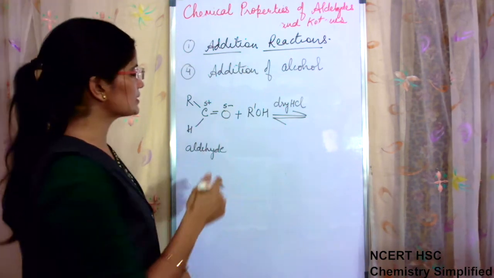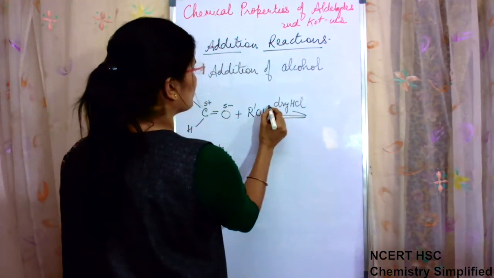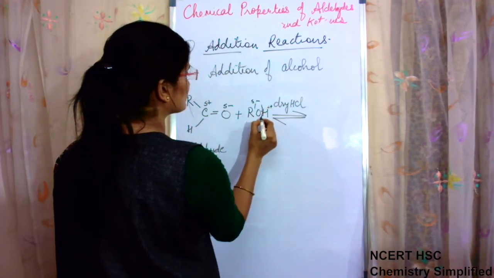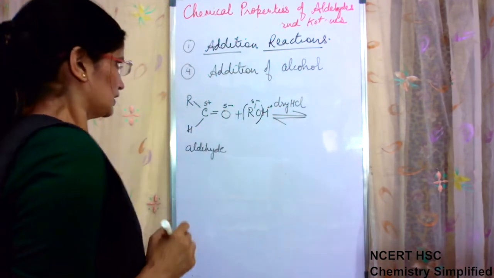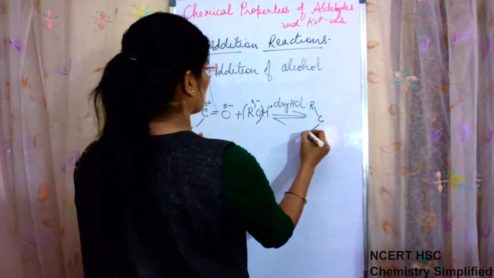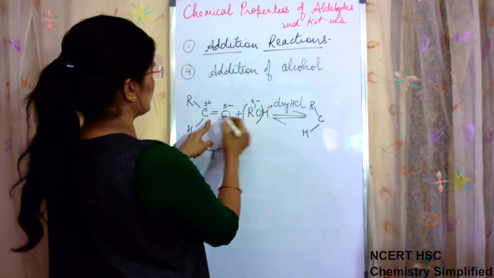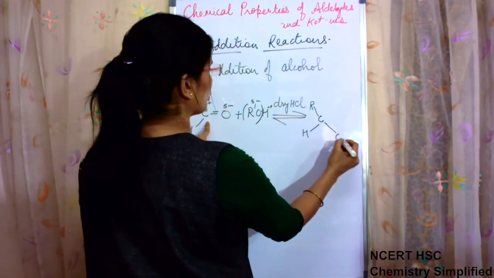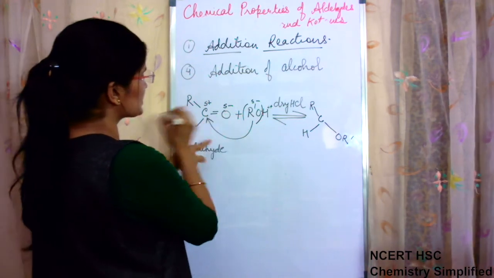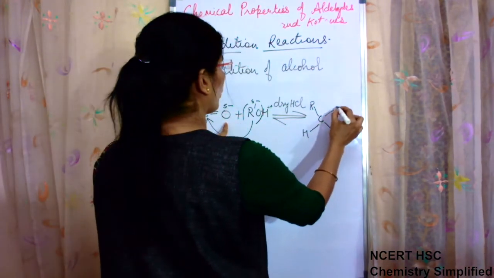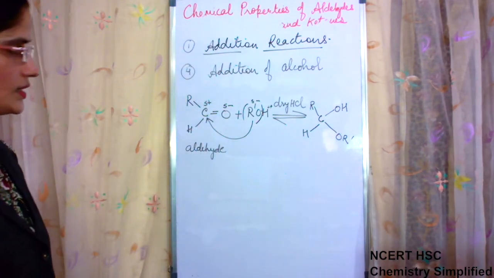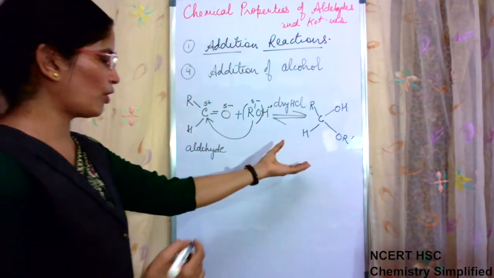So when it happens, now partial positive, partial negative. R C H partial negative will come to O R dash, to C, this part coming to C, and O H. This is the first step of the reaction.